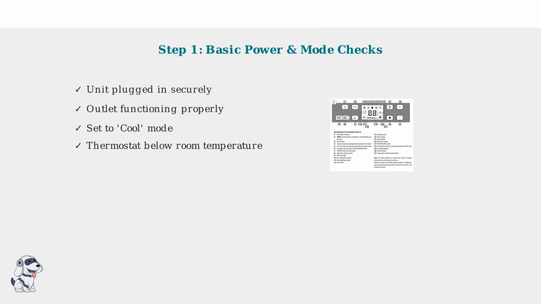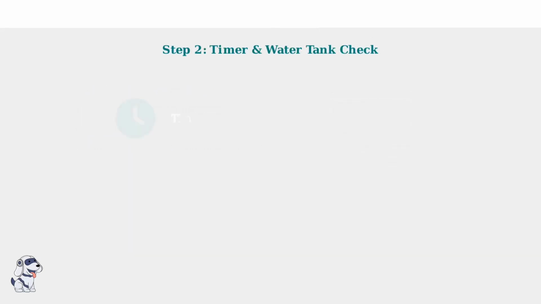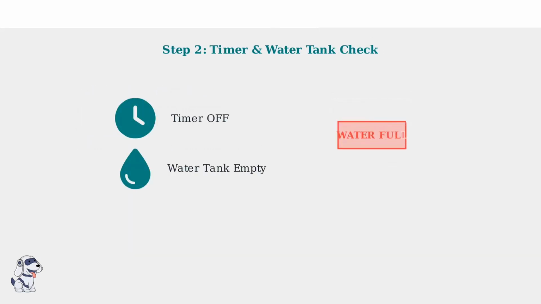Ensure the mode is set to cool and the thermostat is set lower than the current room temperature. Check that the timer function isn't activated, which could cause the unit to turn off unexpectedly. If the water full indicator is on, empty the water tank immediately, as this will prevent cooling operation.